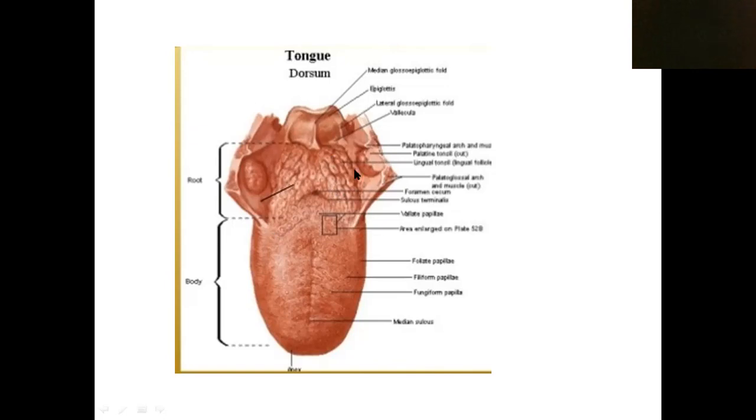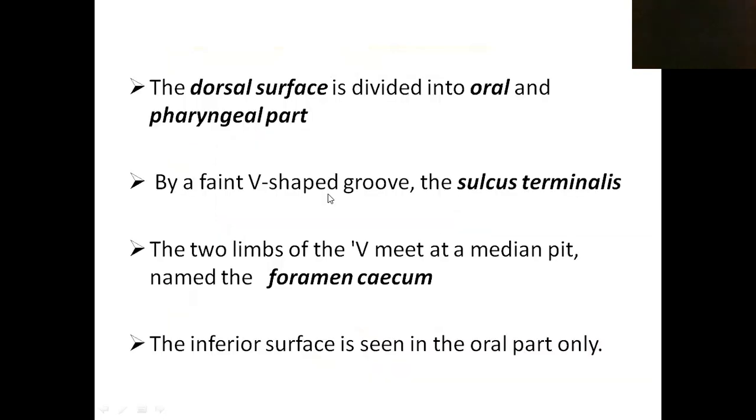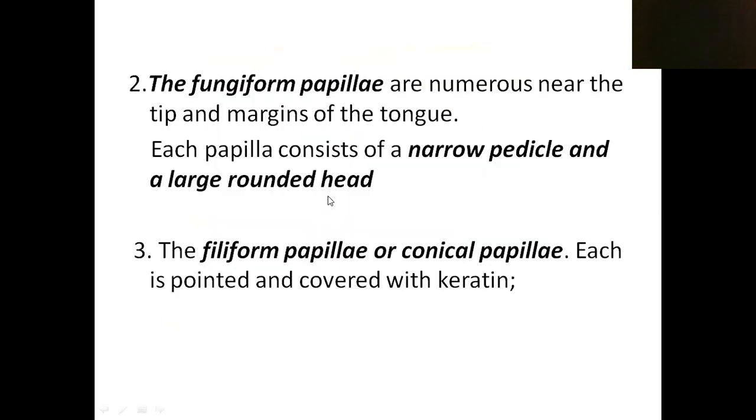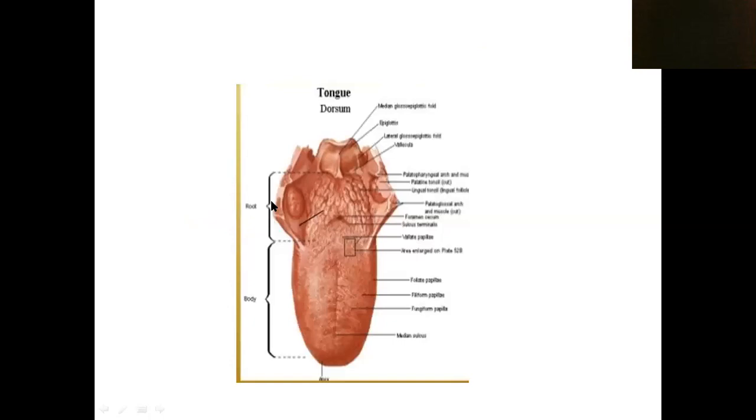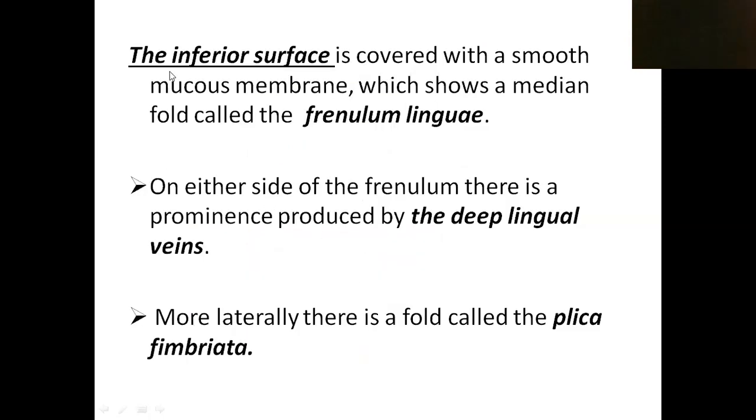Then the posterior one-third. Compared with the anterior two-third, it looks smooth, but actually it is rough. See, here we can see some rounded elevations. These elevations are produced by the lingual tonsil. Lingual tonsil is nothing but an aggregation of lymphoid follicles. So the posterior one-third shows some projections produced by the lingual tonsil. So the pharyngeal part is also over, and the dorsal surface is clear. Now we are going to see the inferior surface.